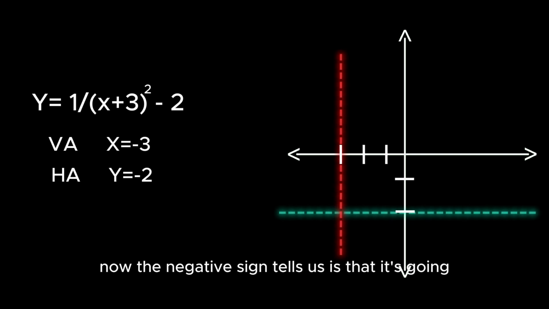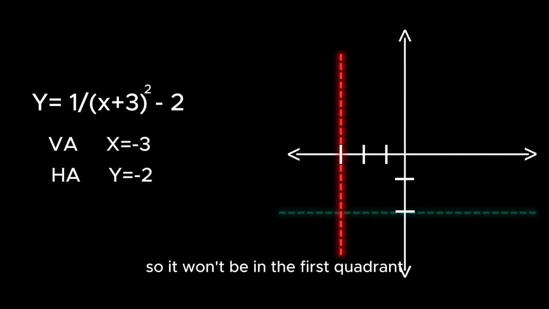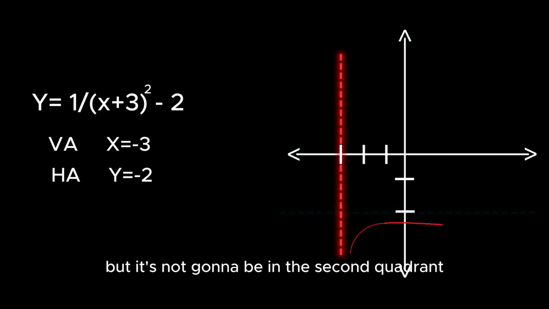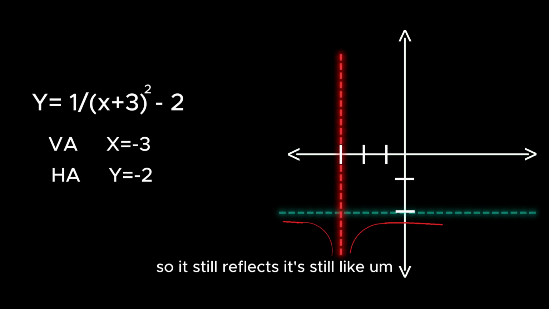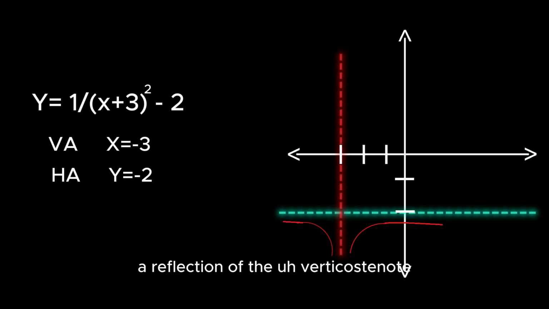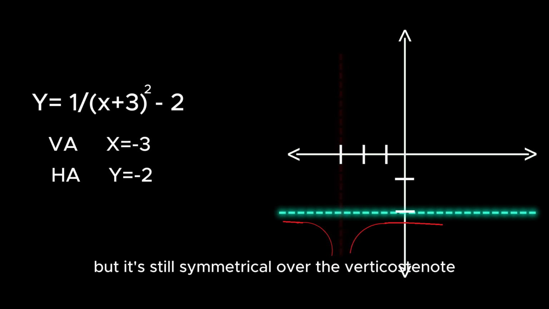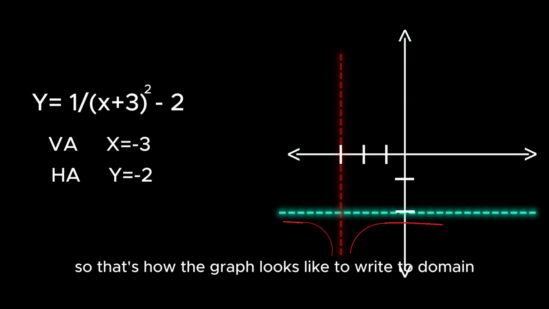Now, the negative sign tells us that it's going to reflect over the horizontal asymptote. So it won't be in the first quadrant. It's going to be in the fourth quadrant. And it's not going to be in the second quadrant. It's going to be in the third quadrant as well. So it still reflects, it's still like a reflection over the vertical asymptote. But this negative caused it to reflect over the blue line, the horizontal asymptote. But it's still symmetrical over the vertical asymptote. That's what I meant to say. So that's how the graph looks.